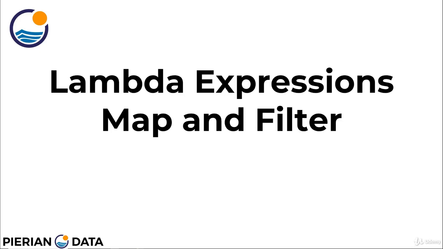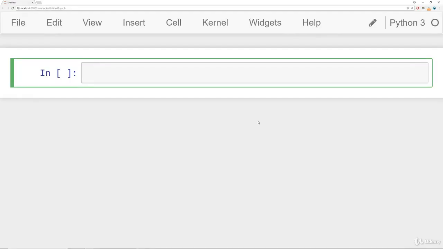To understand why this would be useful and in what context you would use this, we first need to talk about the map function that's built into Python, as well as the filter function that's built into Python. So let's open up a Jupyter Notebook, talk about map, talk about filter, and then we'll discuss lambda expressions. Let's get started. Okay, so we're back here at our Jupyter Notebook.